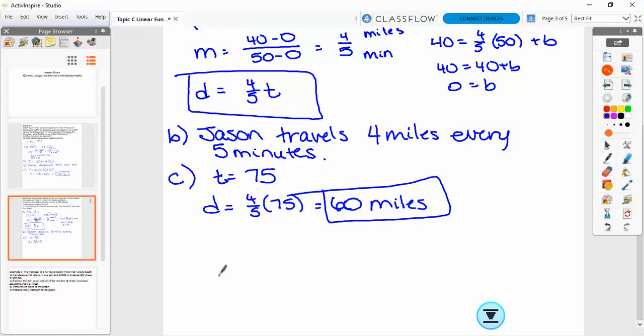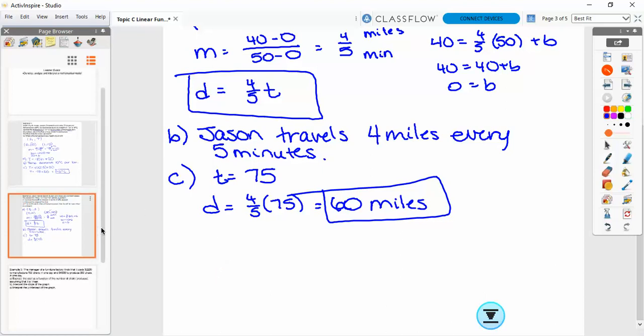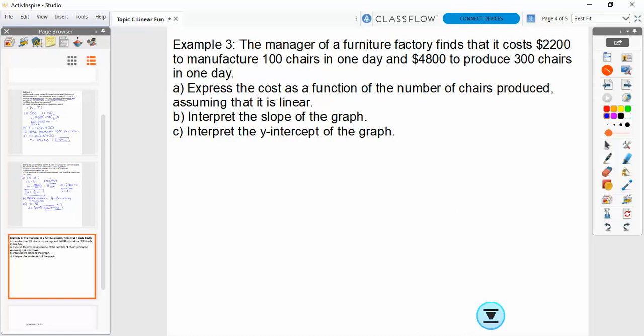Is that okay? Why don't you guys at least try to start the next one? As a function of, so the cost is the y.